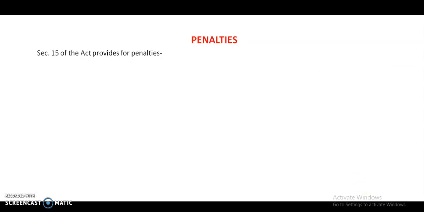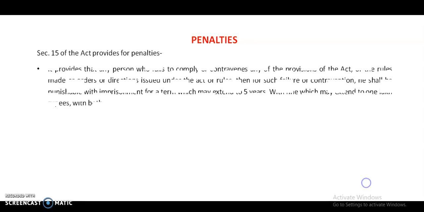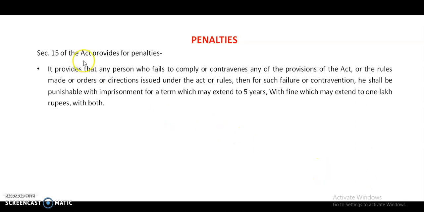Now, penalties. Section 15 of this Act provides for penalties. This Act provides that any person who fails to comply with or contravenes any of the provisions of the Act or the rules or orders or directions issued under the Act or rules, then for such failure or contravention, he or she shall be punishable with imprisonment for a term which may extend to 5 years, with fine which may extend to 1 lakh rupees, or with both.